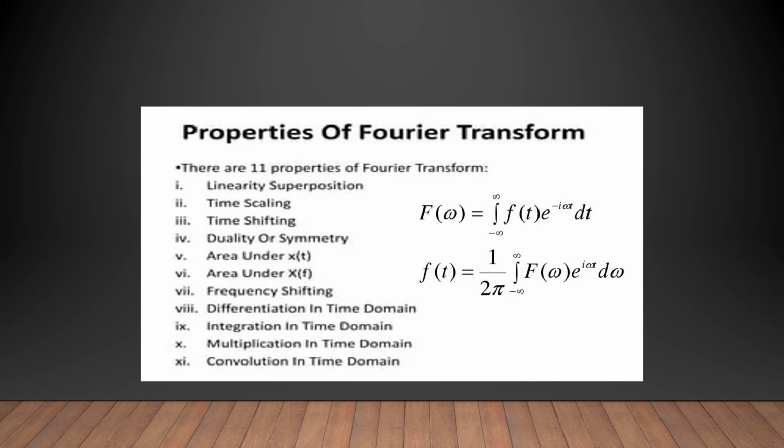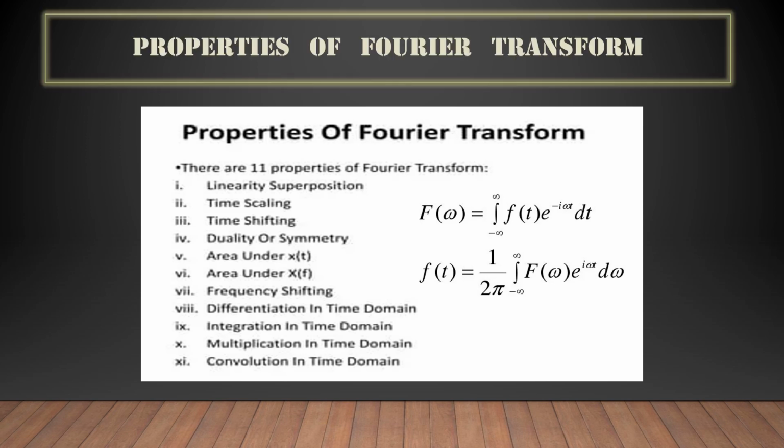Now let us look at the properties of Fourier transform. There are about 11 properties of Fourier transform. They are linearity or superposition, time scaling, time shifting, duality or symmetry, area under x of t, area under X of f, frequency shifting, differentiation in time domain, integration in time domain, multiplication in time domain, and convolution in time domain.